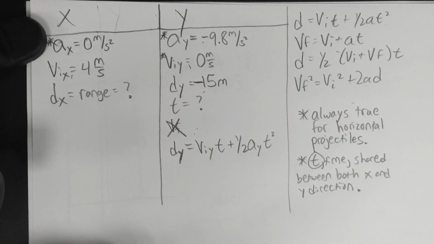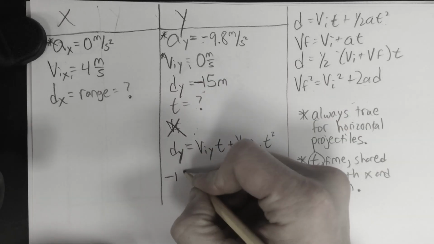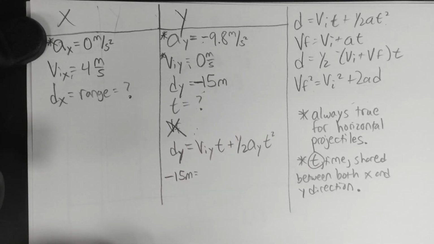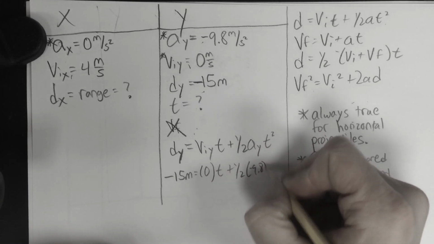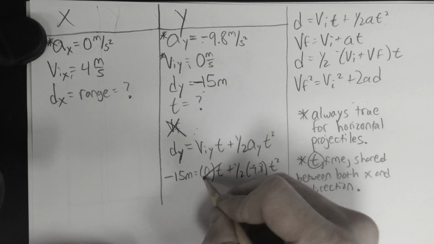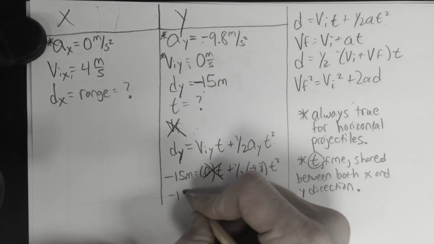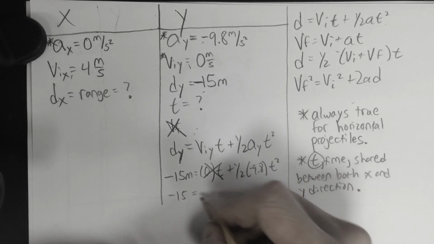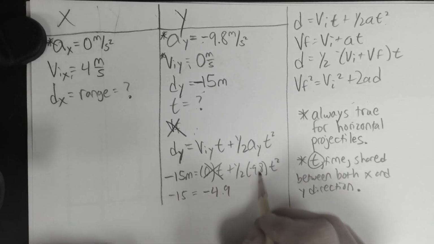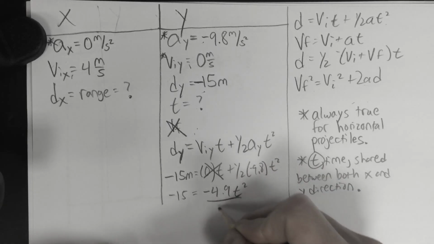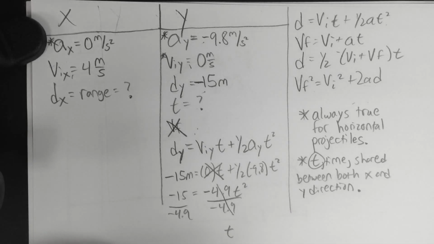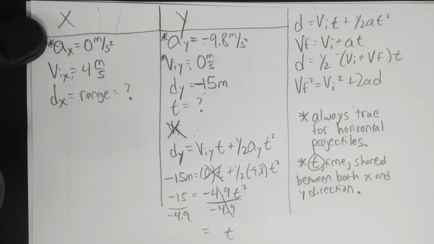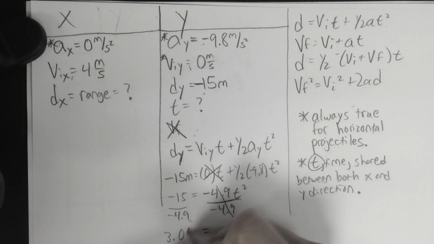Forgot a negative there for dy because it's dropped. So it's a negative 15 meters it covers. viy is 0. We're going to solve for t. A half, negative 9.8 t squared. 0 times t is nothing. So negative 15 equals negative 4.9, that's a half of 9.8, t squared. Divide both sides by negative 4.9. And you can do this on your calculator. Time is 3.06 seconds.